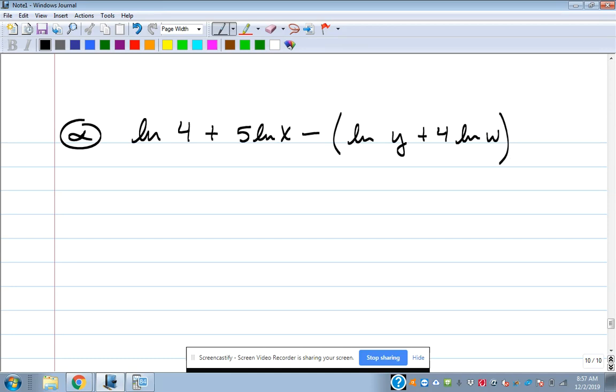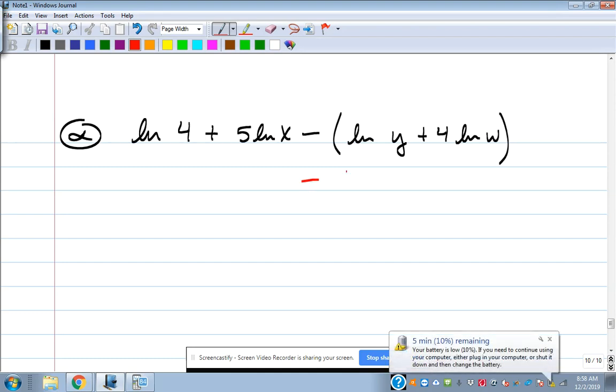All right, so throw some parentheses in there. What do the parentheses do to things? You have to do it first. It's like the distributive property. Negative. So it makes both of those negative, right? So it's the same thing as having this as minus ln y minus 4 ln w.